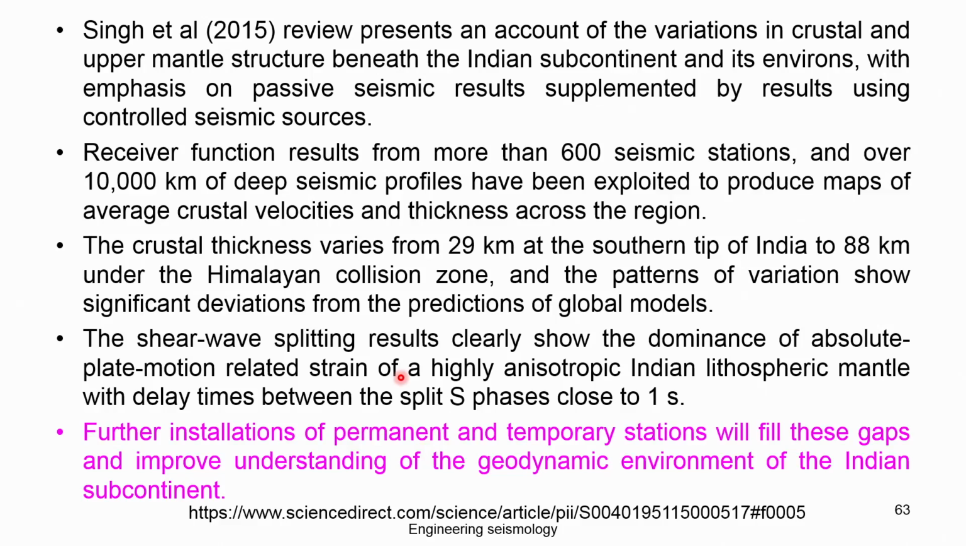The pattern of variation shows significant deviation from the predictions of global models. They emphasize that the pattern is not consistent with any similar kind of global tectonic pattern. The shear wave splitting results earlier show the dominance of absolute plate motion related strain in the highly anisotropic Indian lithospheric mantle, with delay times between the split phases of up to 1 second. That means the plate movement and the thickness are very complex when compared to similar geological formations in the world. Obviously, because as I told you earlier, it was an island called Kumarikandam about 70 million years ago, then it was moving towards the Eurasian plate and hitting the Eurasian plate.